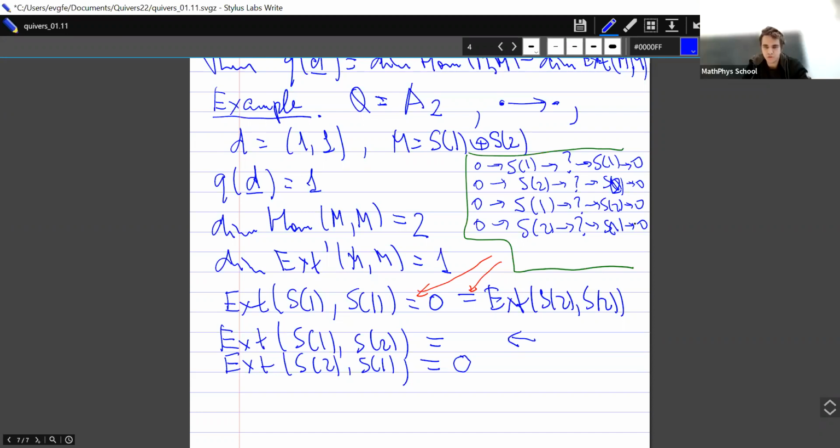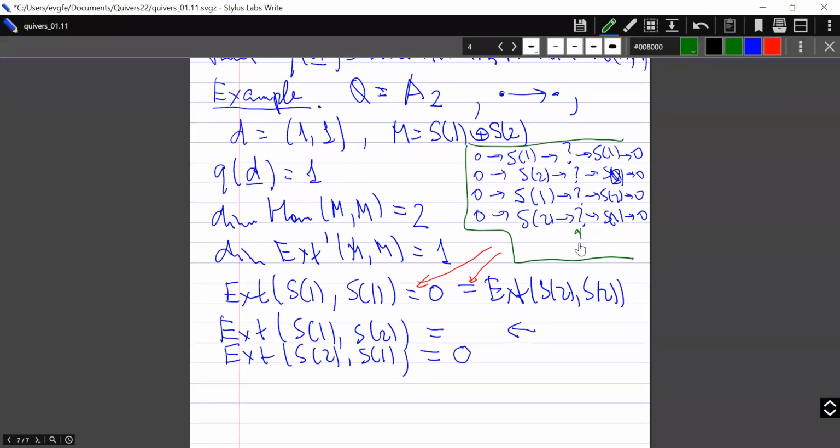At least we know dimensions, so we should analyze what the map can be. But let's first answer just: is it 0 or not? Is this Ext group trivial or not? So can we take here something which is not S1 plus S2? Well, we can take P1. Right.